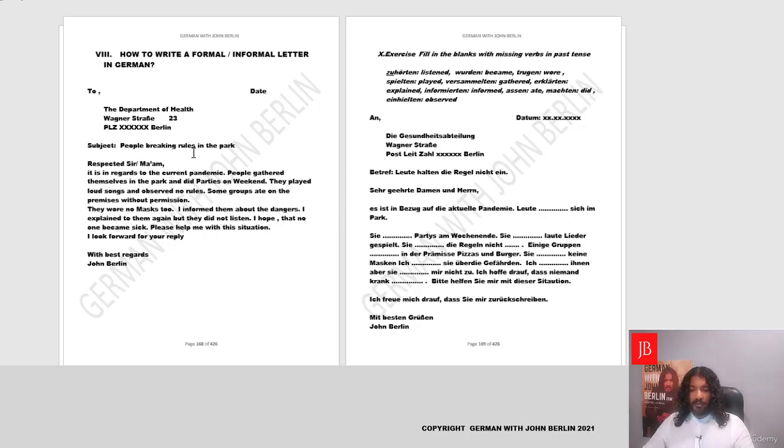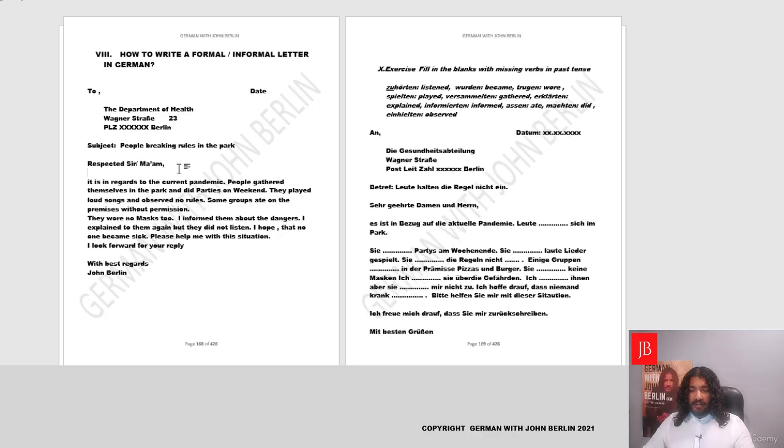Now moving forward, let's find out what the theme is. It's about people breaking rules in the park. We write the letter to the Department of Health, die Gesundheitsabteilung, Wagnerstraße, Postleitzahl, Berlin. Okay, Betreff: Leute halten die Regel nicht ein. The verb is einhalten, which means to observe, and Leute is like people. So people do not observe the rules. That's people breaking rules in the park, people not observing the rules.